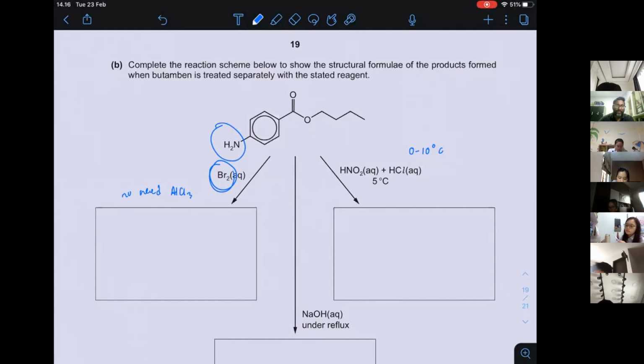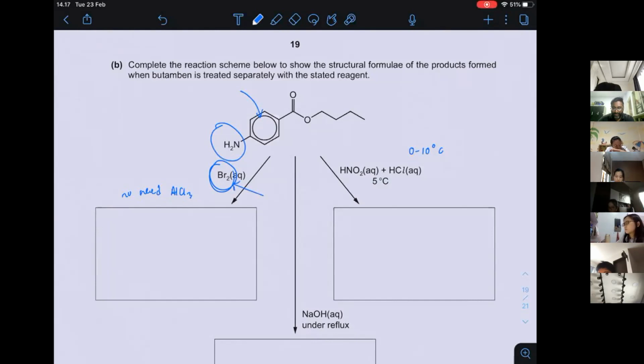This NH2 will donate the lone pair of electrons of the nitrogen; they will enter the delocalized ring and make the charge density of this ring higher. So when the charge density is higher, the electrophile such as Br over here is going to be attracted directly and is quite reactive. It means it will be attached to the benzene ring without the need of halogen carriers.